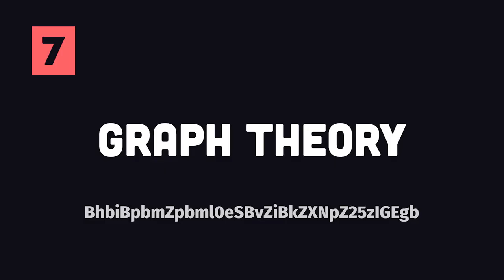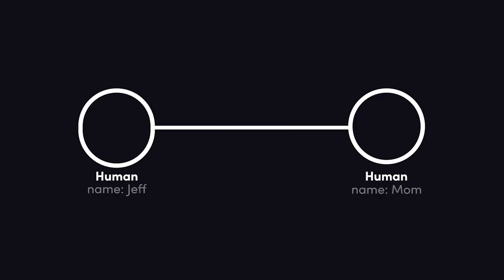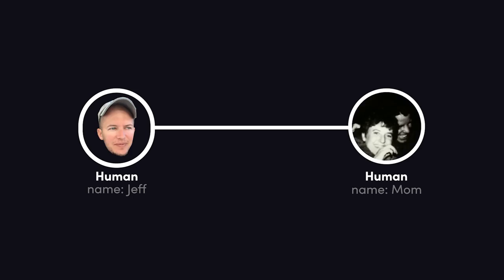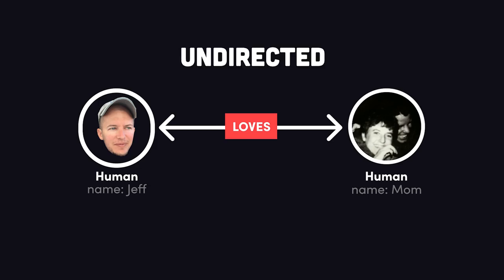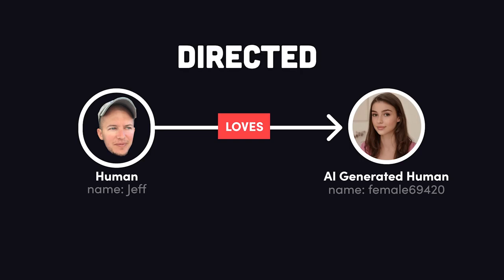Combinatorics is closely related to graph theory. A graph has two basic parts, nodes or vertices, and edges that connect them together. Like a person might be a node, and an edge might be a relationship that connects them together. Like you love your mom, and your mom loves you back. This is an undirected graph because the relationship goes both ways. However, you might also love your OnlyFans girlfriend, but this would be a directed graph because that relationship only goes one way.